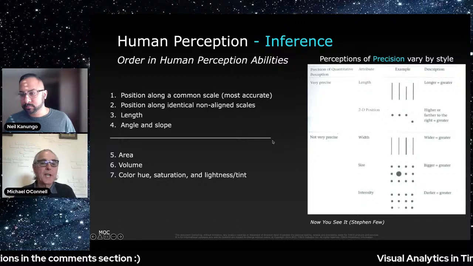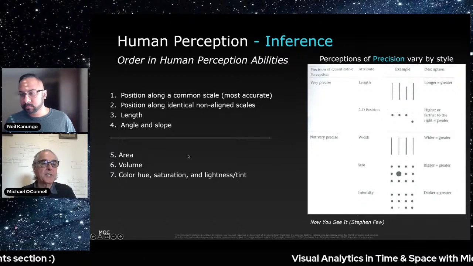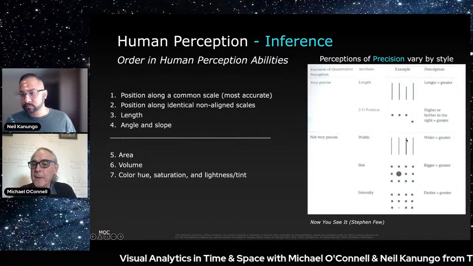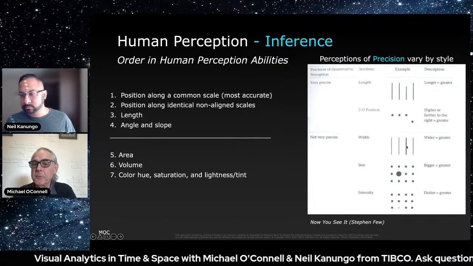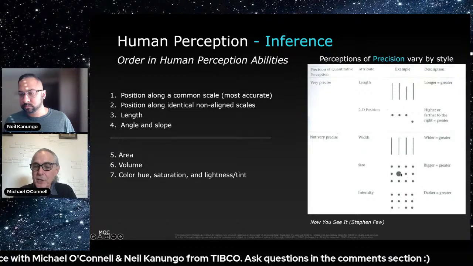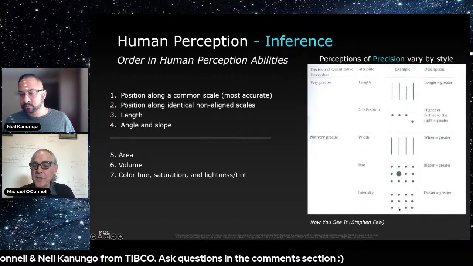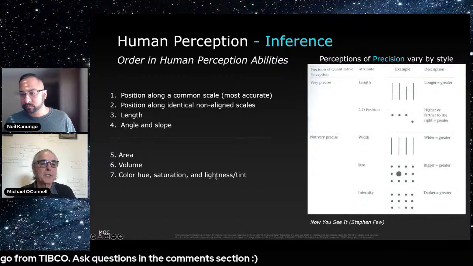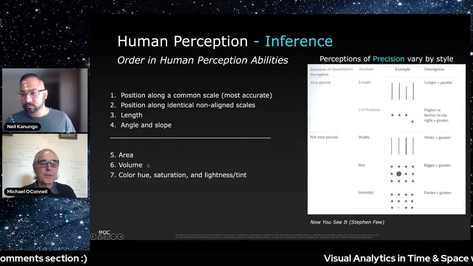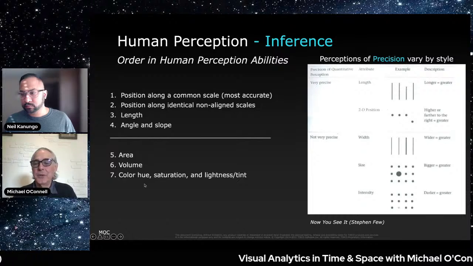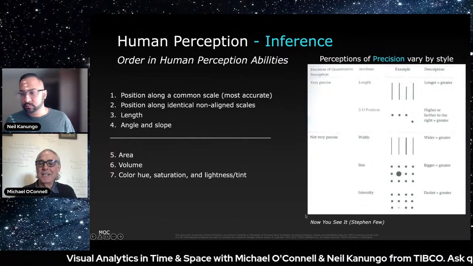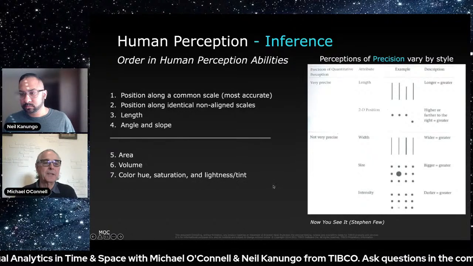But once you get to widths and sizes and intensities, below the line here, you can see that line there is thicker, but you don't know by how much. This point here is bigger, but you don't really know by how much. This shading is lighter, but you don't really know by how much. So area, volume, and color hue and saturation are things that we don't compare well. When it comes to making inference, we're not great at getting the quantity of difference between those two things.